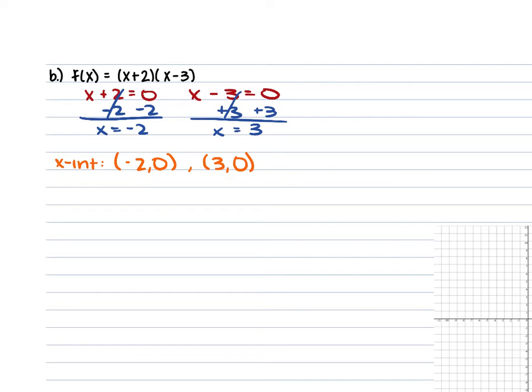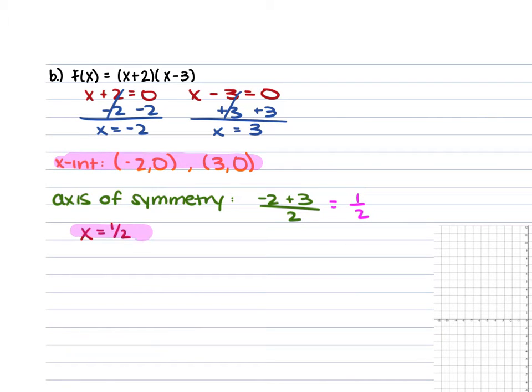Now, to find your axis of symmetry, do your negative 2 plus 3 and divide it by 2. The negative 2 plus 3 gives us 1 over 2. So your axis of symmetry is x is equal to 1/2. So you have your x-intercepts so far. You have your axis of symmetry. Next thing that you can do is to find your vertex. You have what x is equal to, plug it in, and solve for y.